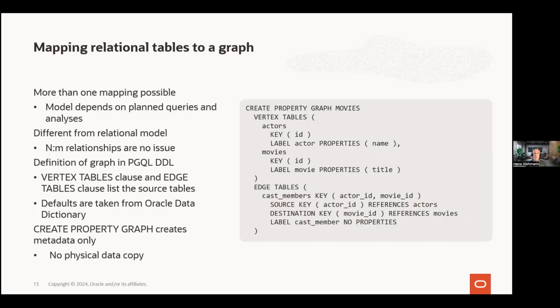One more thing which is important to note is that we are not physically copying the data. This create property graph statement only creates metadata, which is why it's fast, and you don't duplicate the data. Now, if you're interested in all of the bells and whistles for that create property graph statement, you can find that in the SQL reference manual. But I think that goes a little bit beyond what we wanted to talk about today.